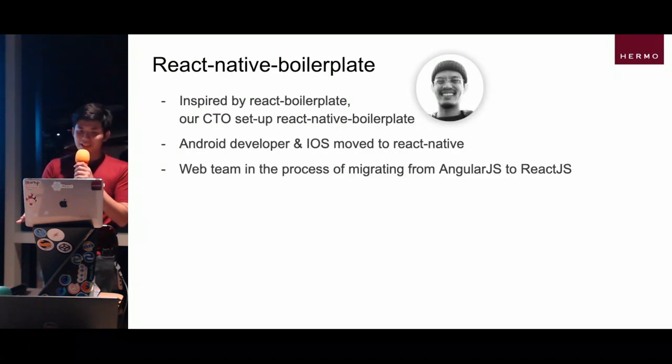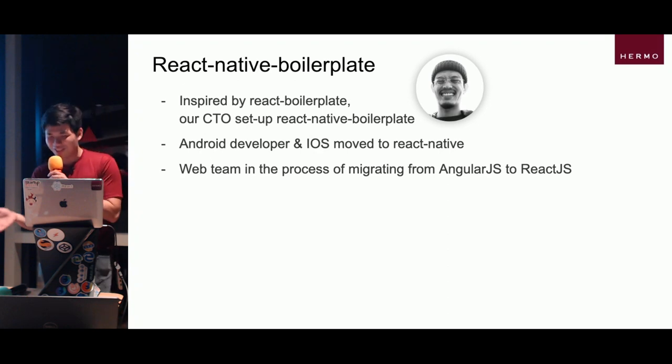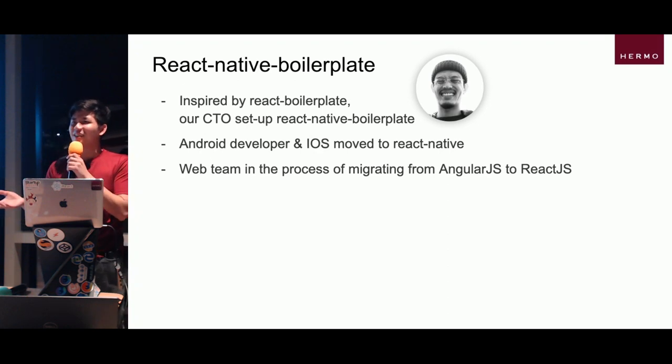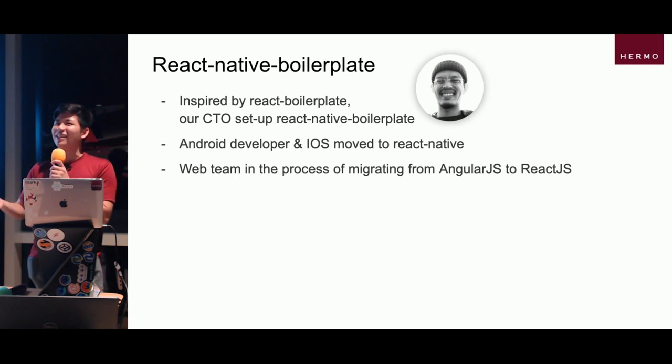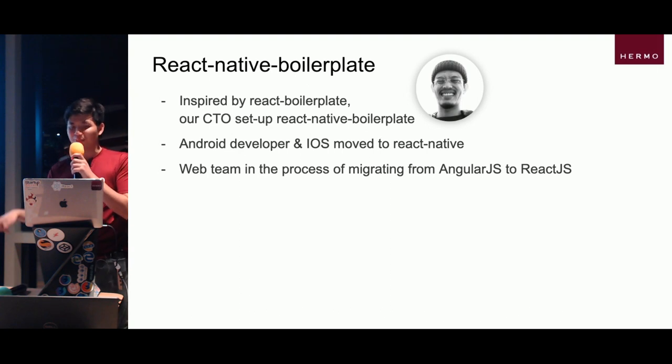And then someday my CTO came in and said, okay, this React boilerplate is good, let's set up a React Native boilerplate. So, inspired by that, he got a React Native environment and started to add on all those webpack configurations and made it into a React Native boilerplate. And then the Android developer and iOS developer moved to the new environment, which is using the React Native boilerplate. And after seeing that they were working fine, the web team also migrated from Angular to React. We haven't migrated totally, but we are in progress.